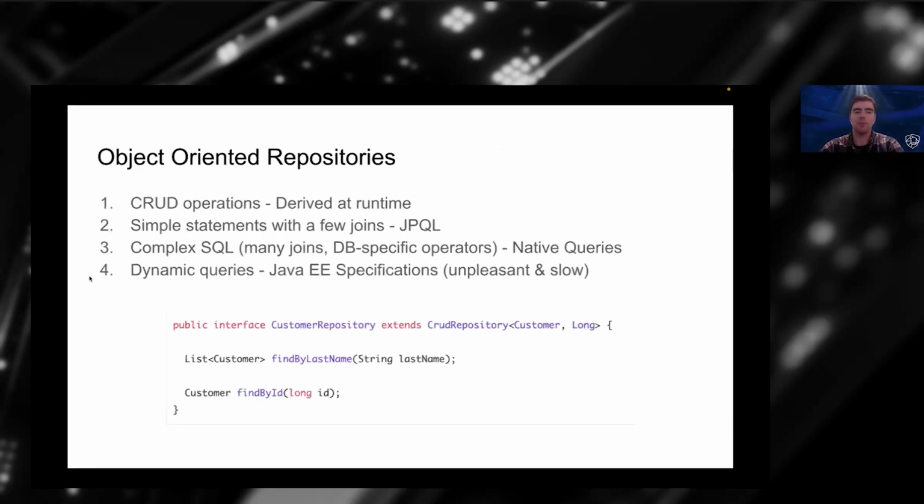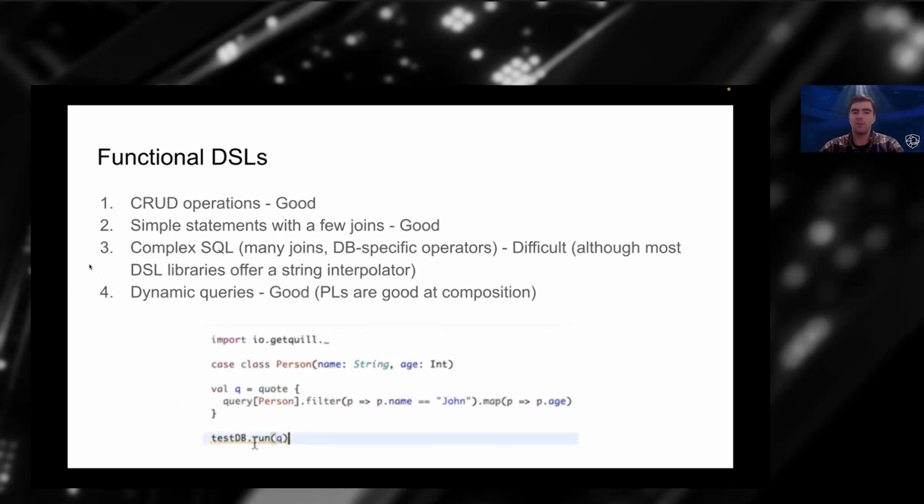So object-oriented repositories are great if you're writing Java, and derive all your CRUD operations with reflection. They typically have some sort of difficult query language that's like pseudo SQL for simple statements. SQL interpolators are for complex SQL with native queries, and the Java EE has some sort of painful and slow pattern to express dynamic queries.